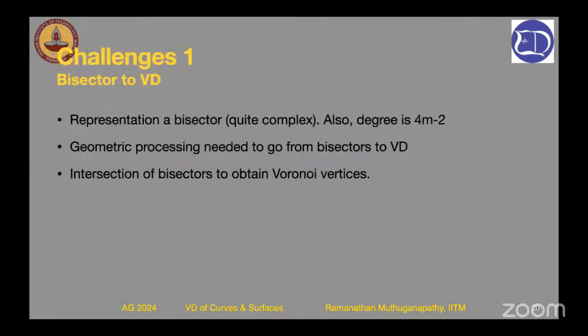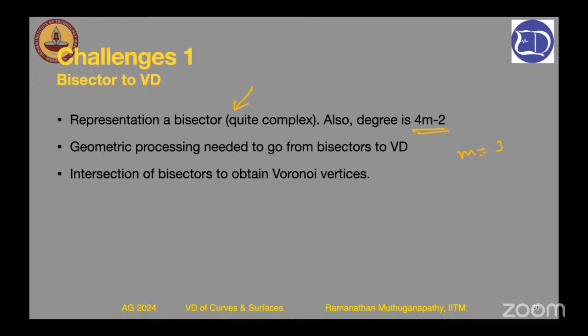So the first question is, how do you represent a bisector if it's going to be complex in the case of curves? Also, given m degree curves, we will see that the bisector degree is 4m minus 2, which itself is pretty high. If you take m equal to 3, it ends up in a higher degree bisector curve. So processing that is going to become quite tough.